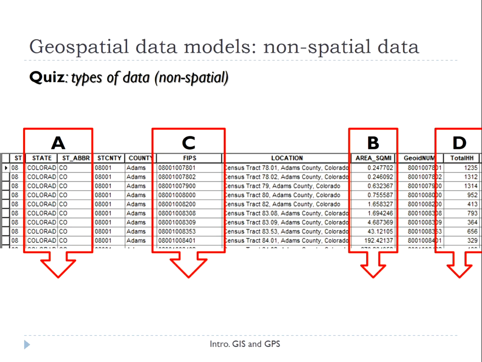Let's review the non-spatial data forms. Which of A, B, C, or D are nominal data? Correct. A and C are nominal data. Again, C is written in numbers, but these are not quantities. Then what data form is B? And how about D? For both B and D, these are, yes, ratio data with fixed, non-arbitrary zeros. 0 number of households in the census tract means no household at all. Great job.